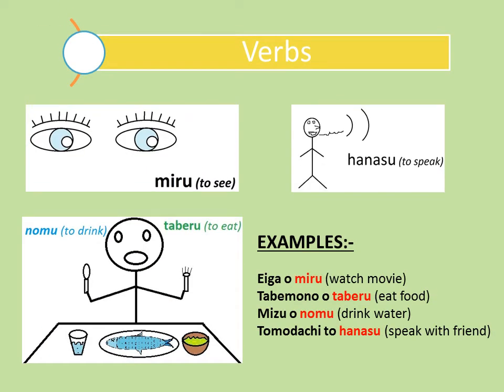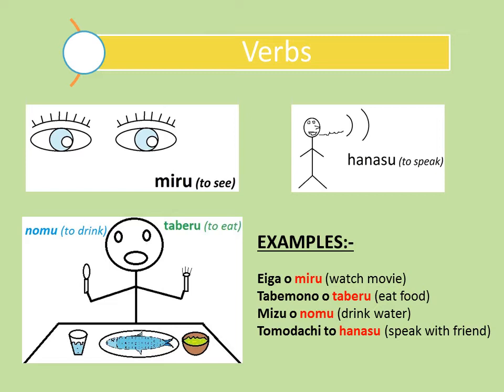Next up, we have the verbs. Verbs are words which tell about what action is happening in the sentence. For example, whether the subject is seeing anything, speaking anything, eating anything, drinking anything, and so on and so forth. I have a few examples here. I have given the dictionary form or the root form or the stem form of the verbs.